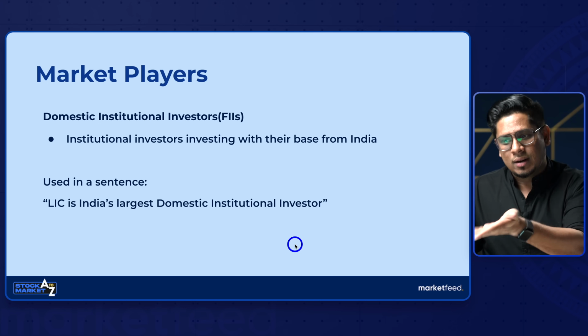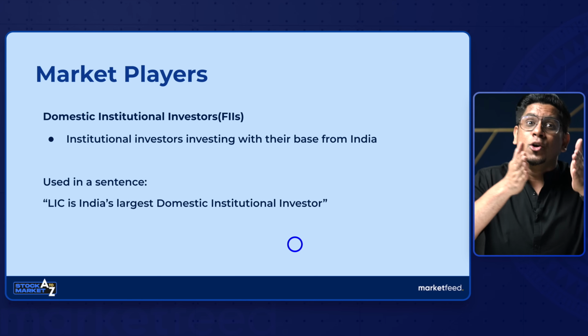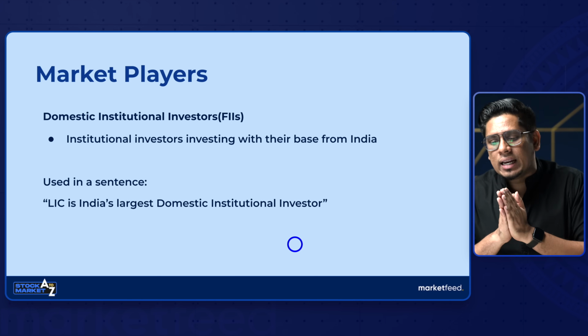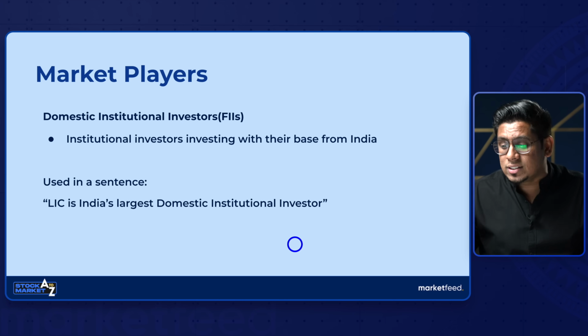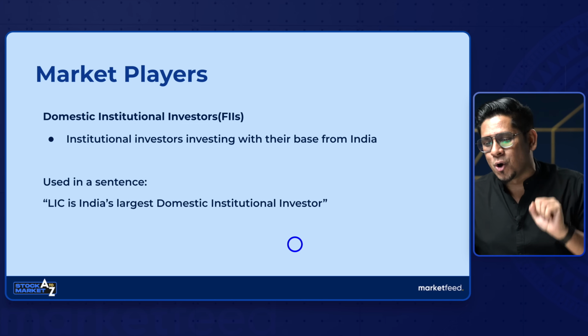Cool. Then DIIs is very, very easy, right? Domestic institutional investors are domestic corporate entities investing in India. Used in a sentence as LIC is India's largest domestic institutional investor. LIC, right? Life Insurance Corporation of India.